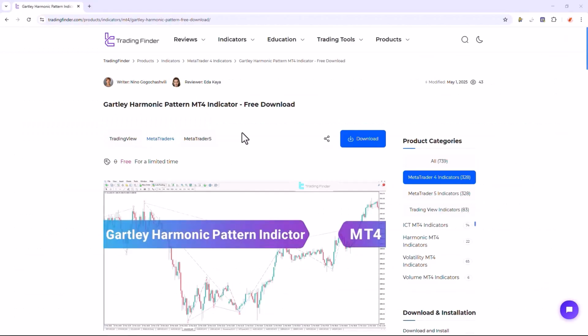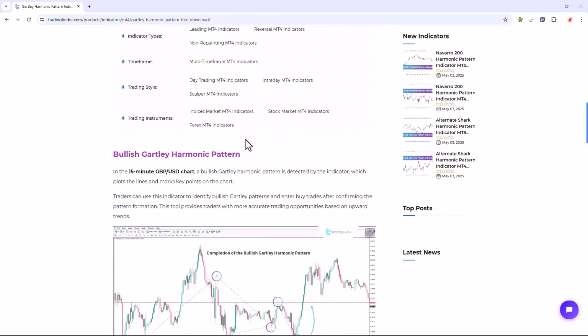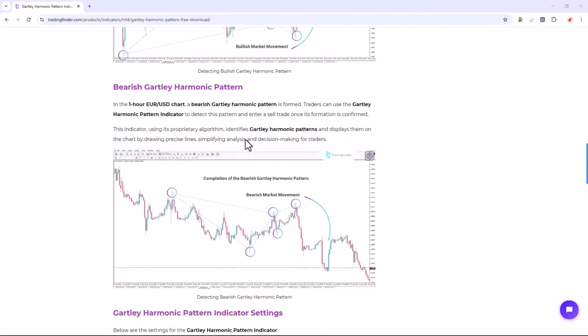The Gartley Harmonic Pattern Indicator, which is offered for various platforms on the Tradingfinder website. From this section, you can download the indicator file for MetaTrader 4 and MetaTrader 5 platforms and run it on the chart.